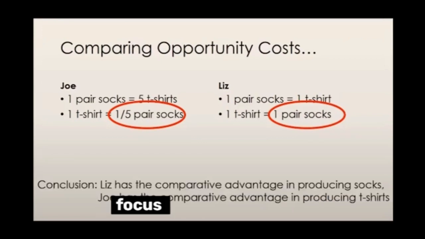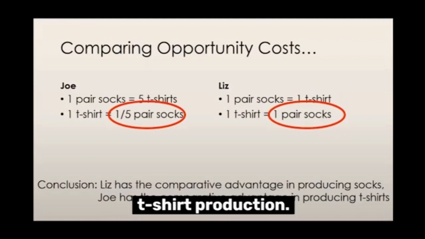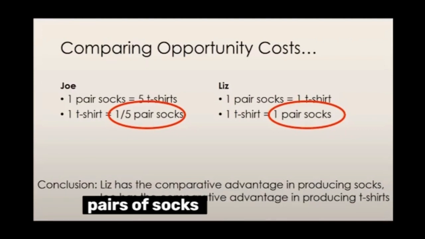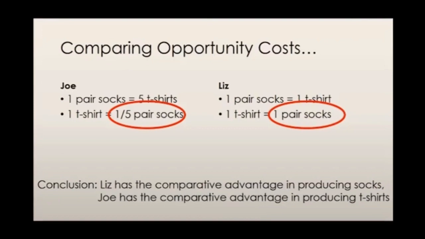As for absolute advantage, both can produce the same amount of t-shirts if they focus all their efforts on t-shirt production, but Liz can produce more pairs of socks if she specializes in socks. Thus, nobody has the absolute advantage in terms of t-shirt production, but Liz has the absolute advantage in terms of sock production.